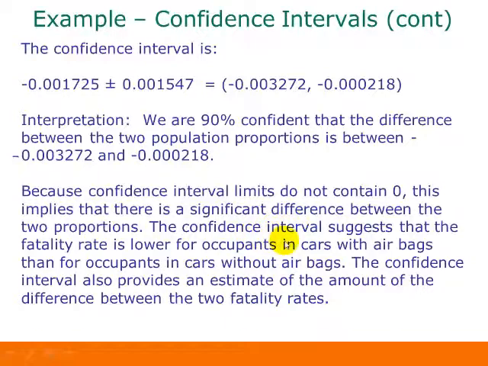So this confidence interval suggests that the fatality rate is actually lower for occupants in cars with airbags than for occupants in cars without airbags. And the other nice thing about this confidence interval is that it also does give us an estimate of the amount of difference between the two fatality rates. Now both of these numbers are very small because luckily we're talking about fatality rates in accidents, and hopefully that's going to be small. But we can still get a picture of what the actual difference between the fatality rates is. So how much difference it makes to have an airbag or not have an airbag.